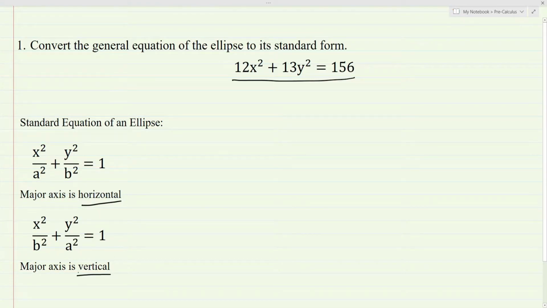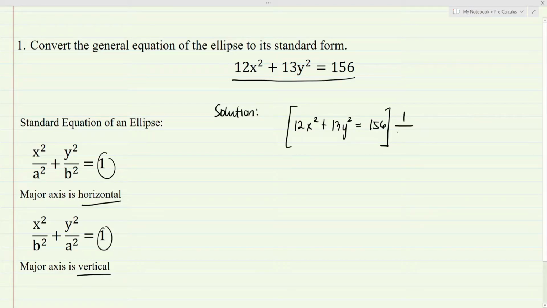Now, to solve for the standard equation of 12x squared plus 13y squared equals 156, we can start by simplifying the right side of our equation. We have here 12x squared plus 13y squared equals 156. So, we need to make the right side of the equation equal to 1. To do that, we will have to divide both sides by the right side of the equation. To do this, we will distribute 1 over 156 on all terms of the equation.